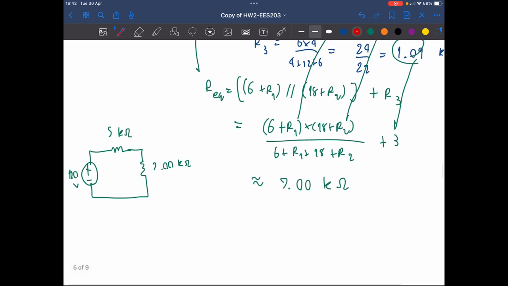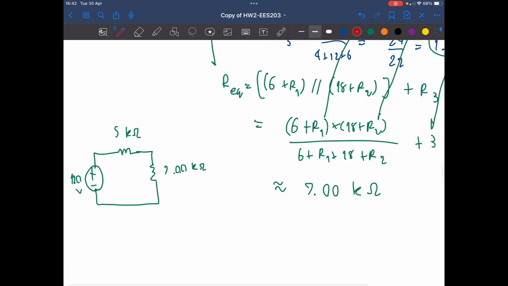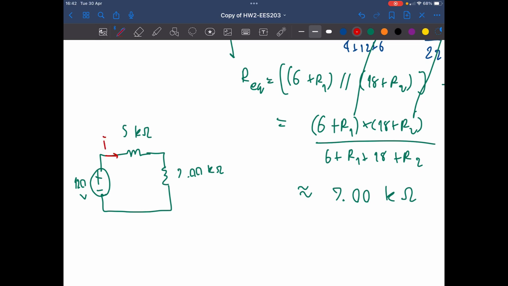Now that we got this part here, we want to find the current, right? We can use the KVL from the overall circuit, which gives I equals the voltage 120 divided by the total sum, which is 5 plus 7. Remember, the unit is kilo, so we have to multiply with 10 to the power of 3 as well.